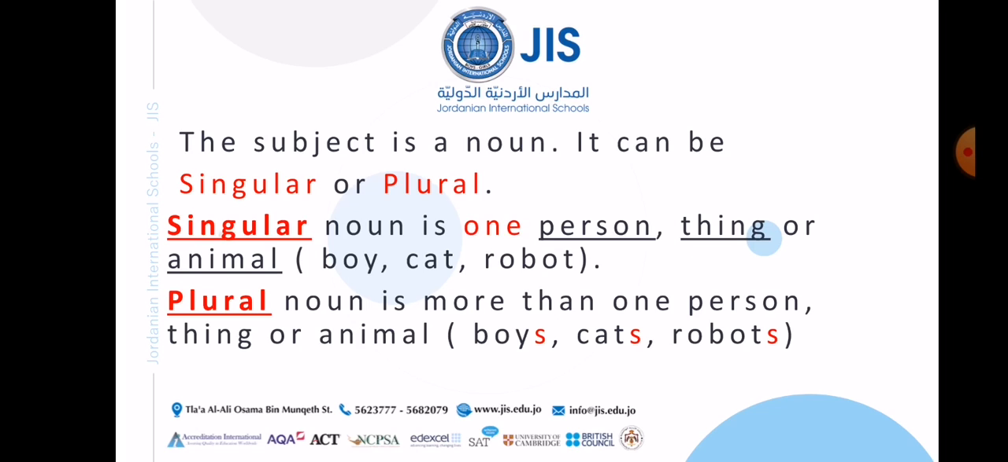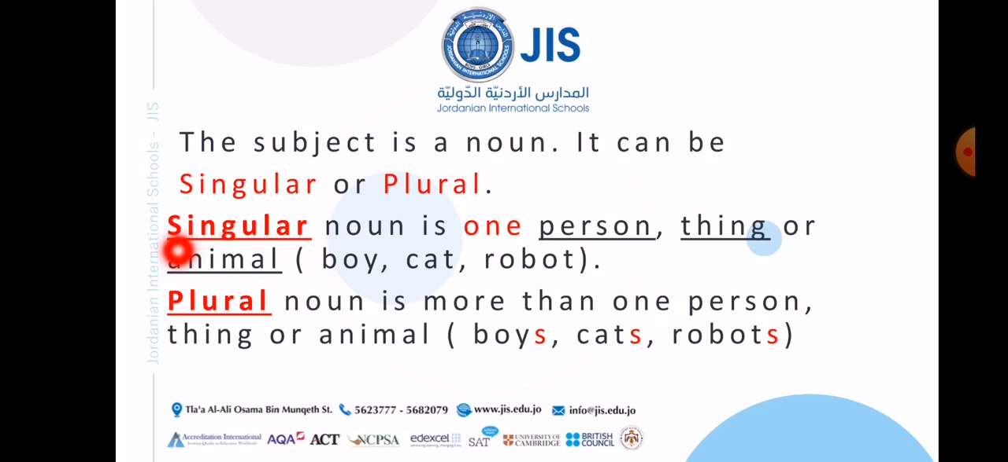So the subject, teacher, of the sentence, what is the subject? The subject is a noun. The subject is a noun. And as you can remember, a noun can be a person, a thing, an animal, or a place. So, like we say here, the subject is a noun. The noun, teacher, can be singular or plural. Excellent. The subject is a noun. Full stop. And this noun, teacher, sometimes it can be singular and sometimes it can be plural.